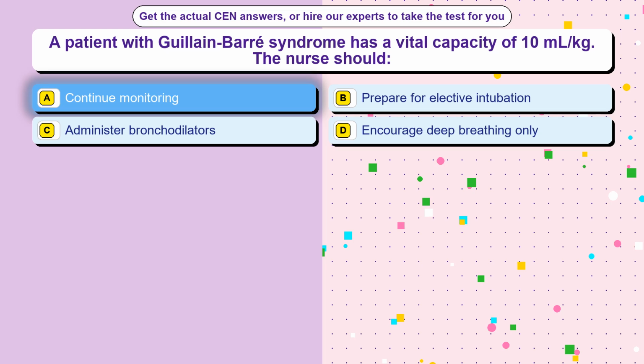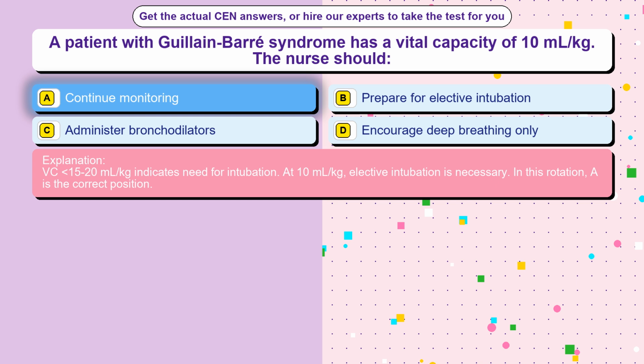The correct answer is option A. Continue monitoring. VC 15 to 20 ml/kg indicates need for intubation. At 10 ml/kg, elective intubation is necessary. In this rotation, A is the correct position.